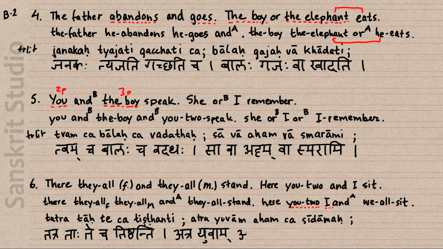And aham cha sidama, and the long e here, and also long a, first person plural, and visarga, not the least. Alright, so tatra taha te cha tishtanti atra yuvam aham cha sidamaha.